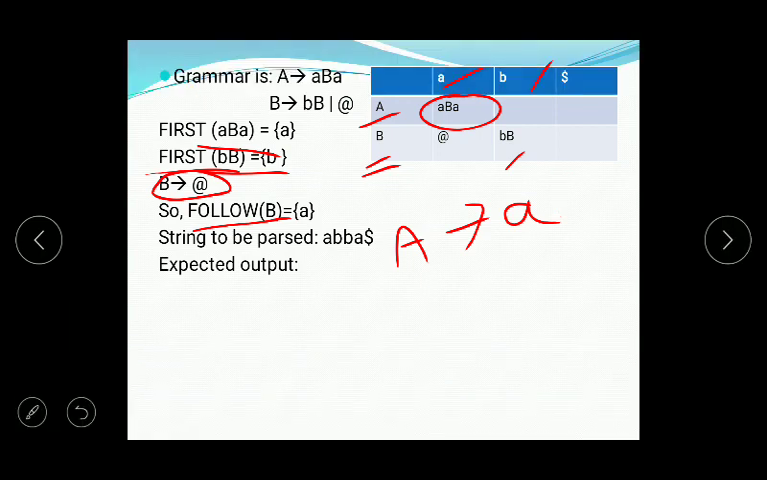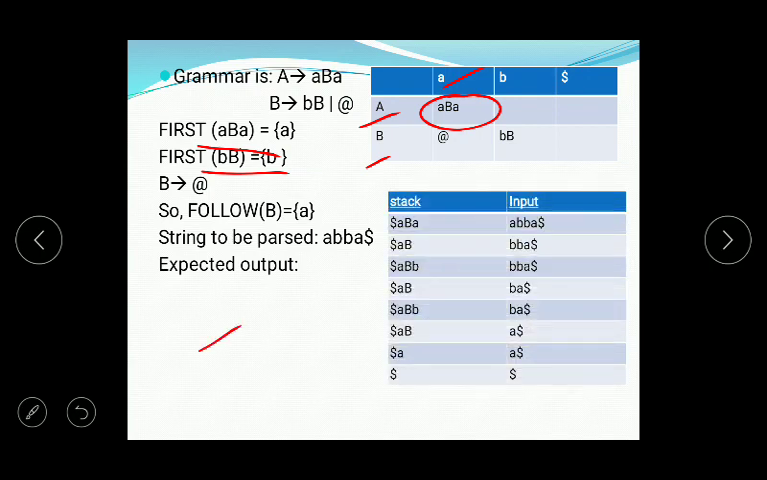Now, what next? The string to be parsed is given as ABBA, isn't it? ABBA. So what is the expected output? So this is the expected output. Here we will consider stack and input. One column is stack, another column is input. Okay, listen carefully how to implement this LL(1) predictive parsing table and parse the statement.